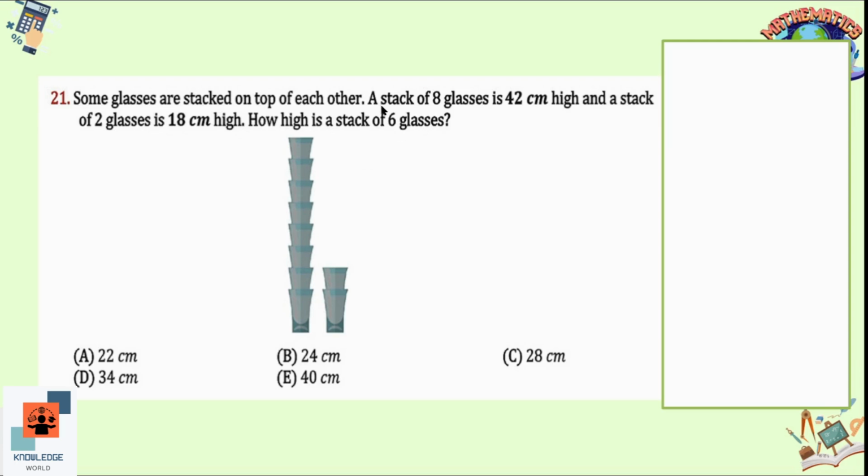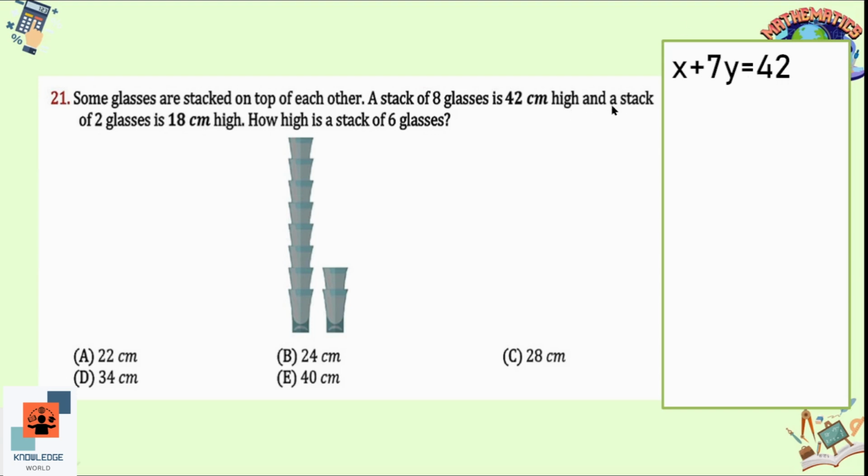So it is given in the question that a stack of 8 glasses is 42 centimeter high. So we will make our equation like this. X plus 7y is equal to 42. X because the length of the glass at the bottom is X and there are 7 glasses in it. So we will write 7 and only the upper part of the glass is shown. So that's why we have written 7y, which is equal to 42 centimeter.